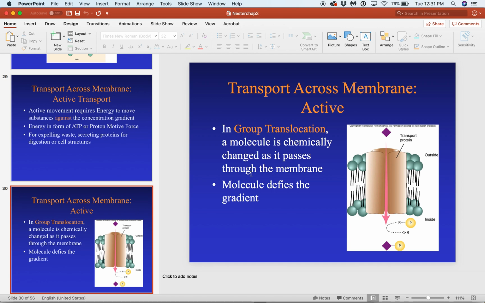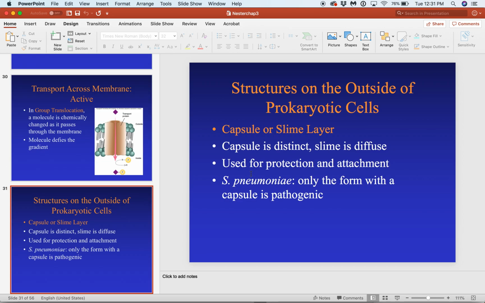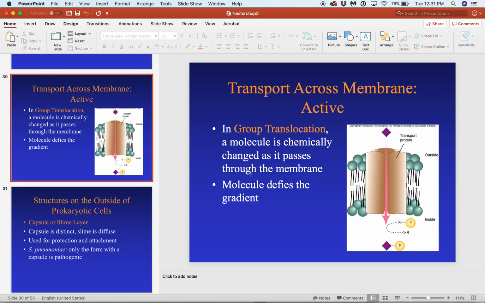Anyhow, active transport. We are back to active transport. Group translocation is an example of active transport. We're talking about that later.